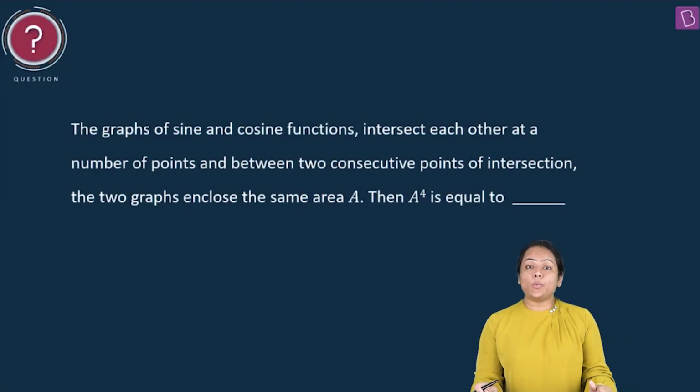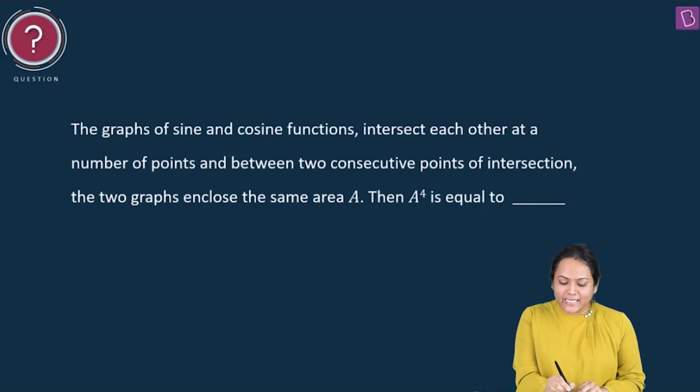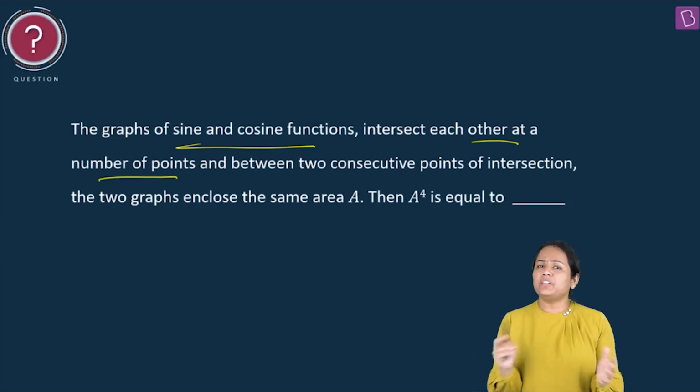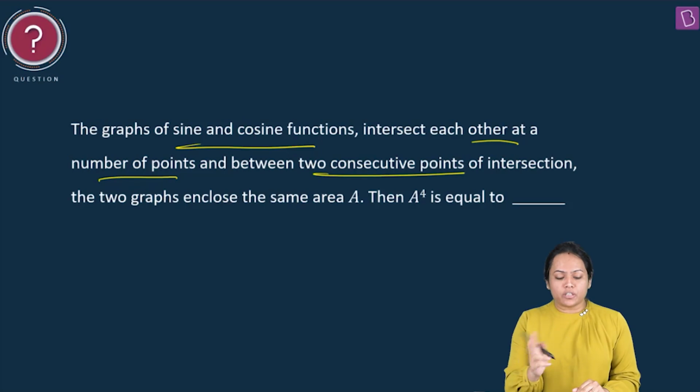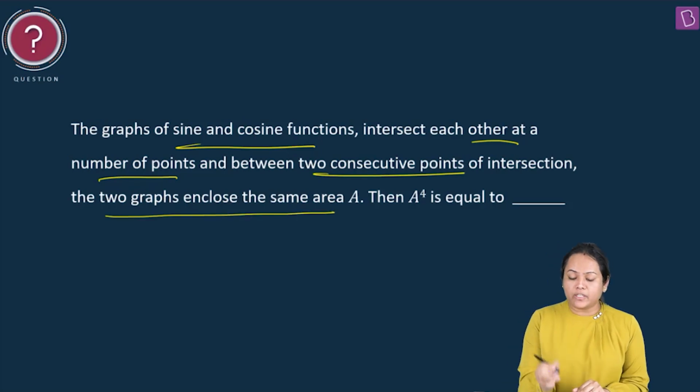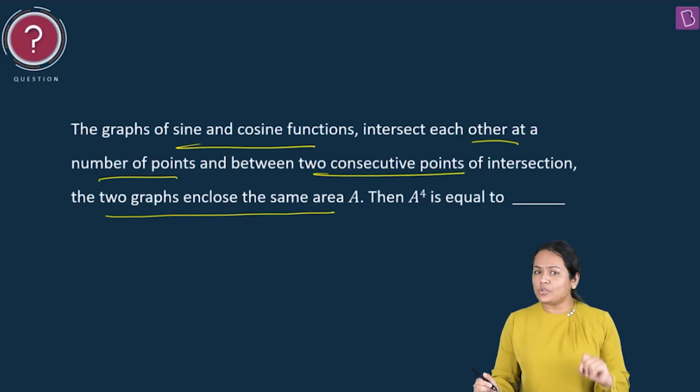Well, this question is saying the graph of sine and cosine intersect each other at a number of points. Yes, definitely they intersect at infinite points. And between two consecutive points of intersection, the graph encloses the same area, which is also true.